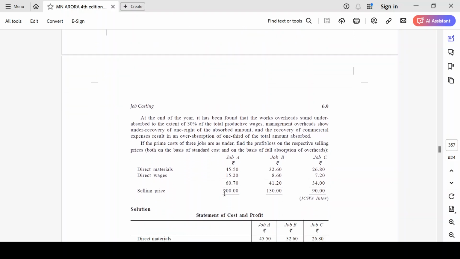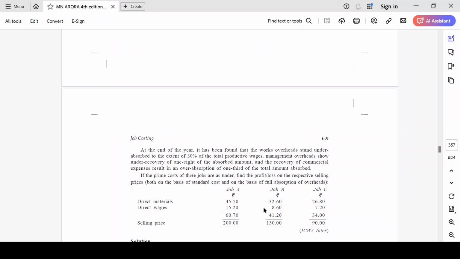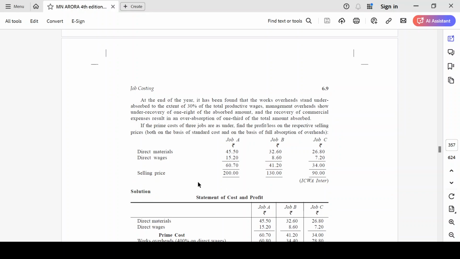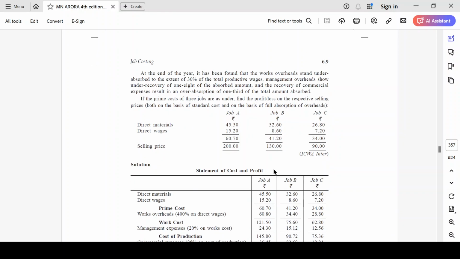Now they've given the prime costs of three jobs as under, job A, B, and C. Find the profit or loss on the respective selling prices, both on the basis of standard cost and on the basis of full absorption of overheads. So there are two bases, alright. Three jobs, job A, B, and C, direct material, direct wages, and selling prices given. And of course, total of direct material and direct wages would be prime cost here. Alright. So let's understand this.